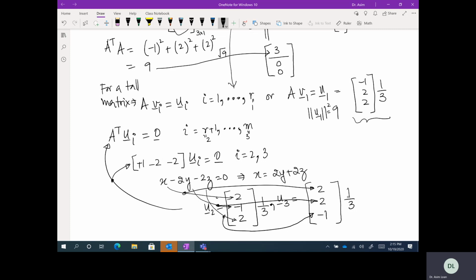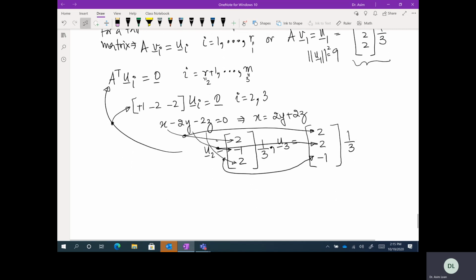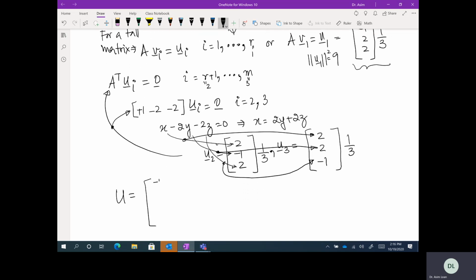Again, the length squared of this one is 9, so the length of this one is 3. So I normalize by 3. Again, check this one and this one. 2 into minus 1 is minus 2. Minus 2 minus 4 plus 4. So obviously these are orthogonal. So my u is like this: minus 1 over 3, minus 1 over 3, 2 over 3, 2 over 3, and here I have 2 over 3, minus 1 over 3, 2 over 3. Again, I have 2 over 3, 2 over 3, minus 1 over 3.